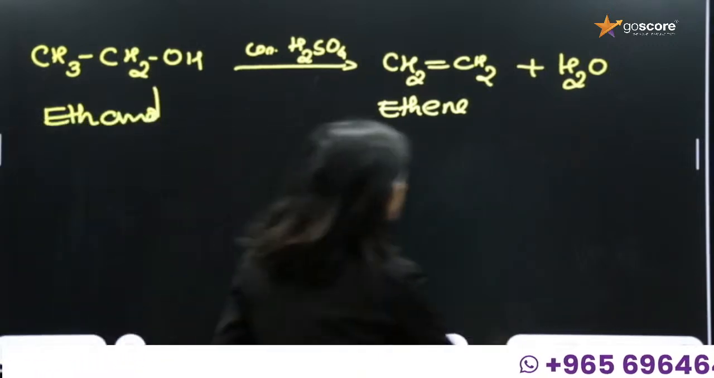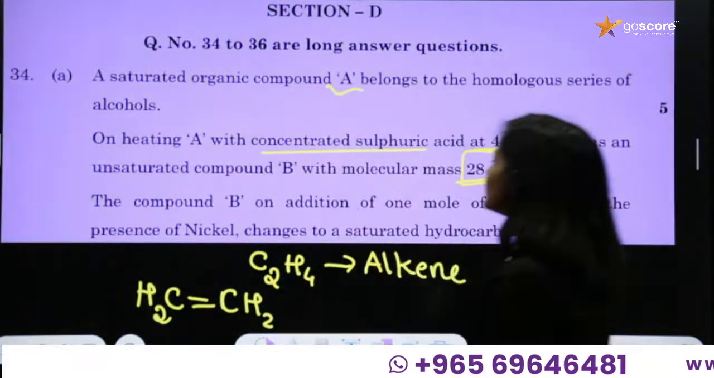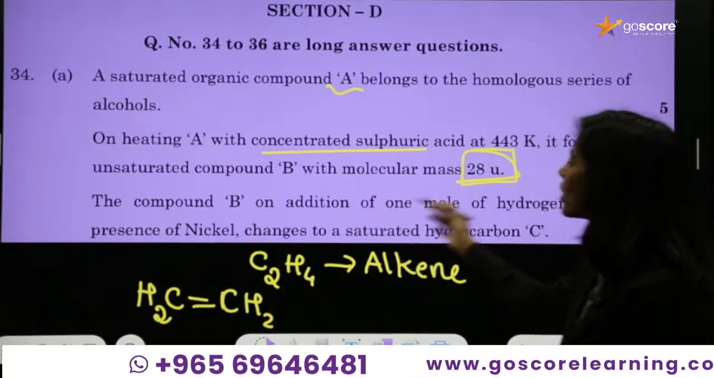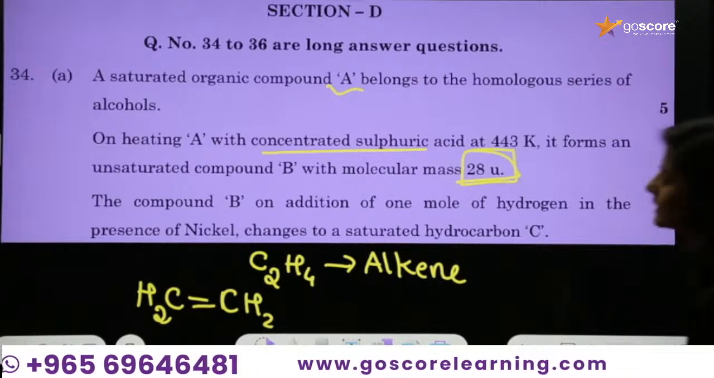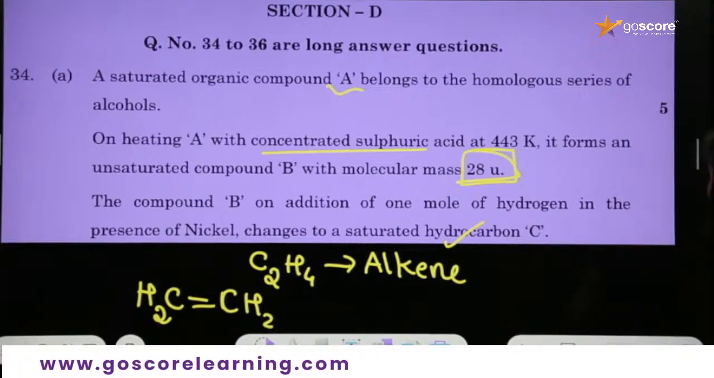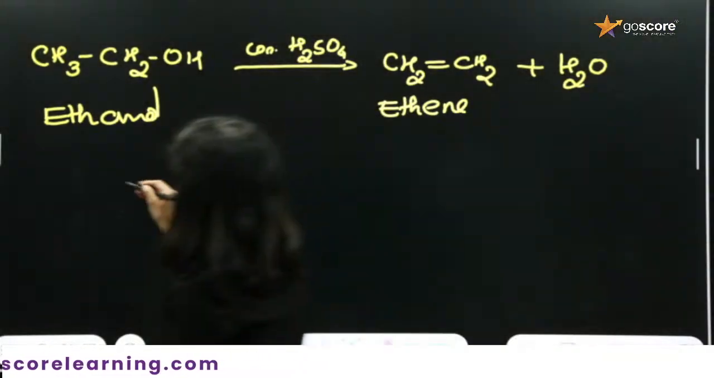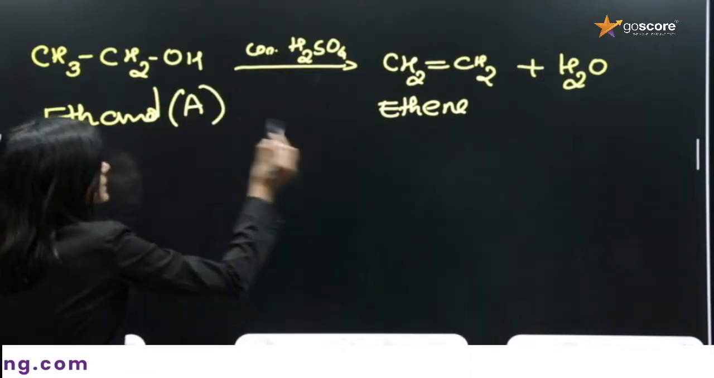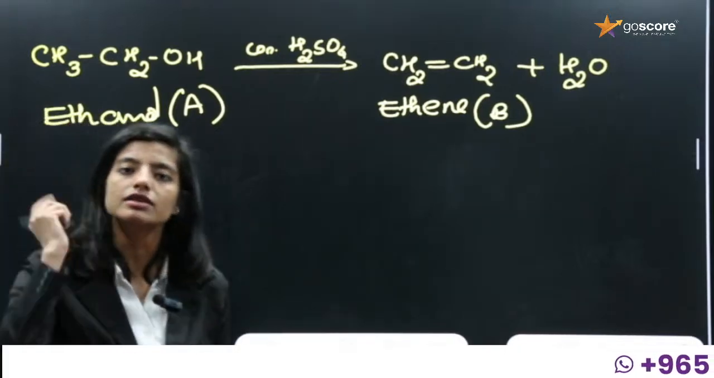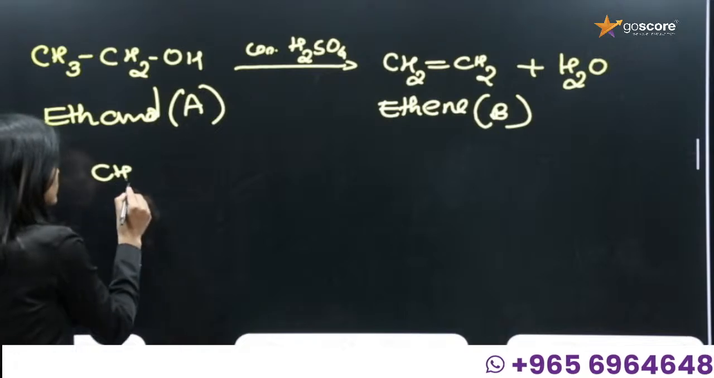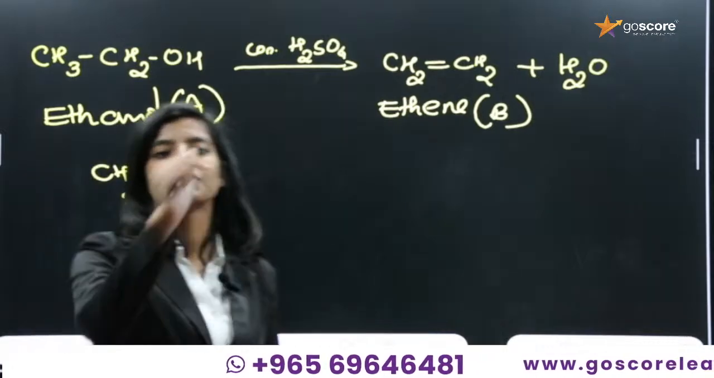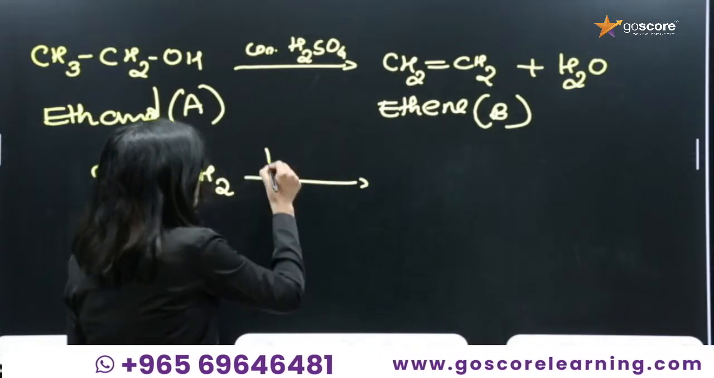What is the next question? On heating with concentrated sulfuric acid at 443 Kelvin, we got the compound of molecular mass 28. The compound B, on addition of 1 mole of hydrogen in the presence of nickel, changes to a saturated hydrocarbon. This is A, and this is B. To B, CH2=CH2, I'm going to add hydrogen in the presence of nickel.